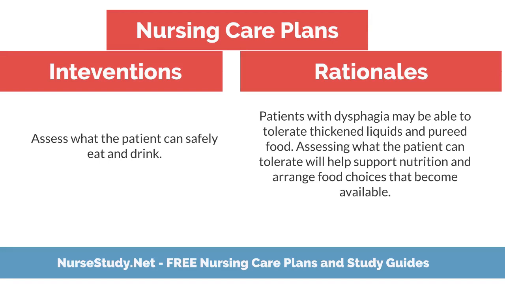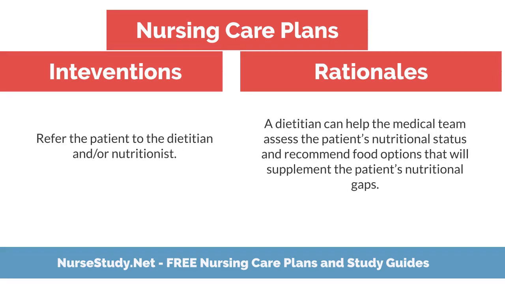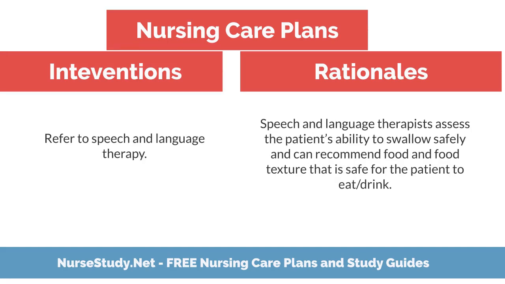Intervention. Assess what the patient can safely eat and drink. Rationale. Patients with dysphagia may be able to tolerate thickened liquids and pureed food. Assessing what the patient can tolerate will help support nutrition and arrange food choices that become available. Intervention. Refer the patient to a dietitian and or a nutritionist. Rationale. A dietitian can help the medical team assess the patient's nutritional status and recommend food options that will supplement the patient's nutritional gaps.